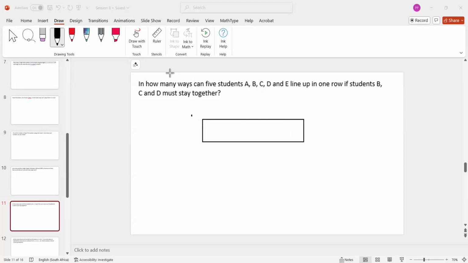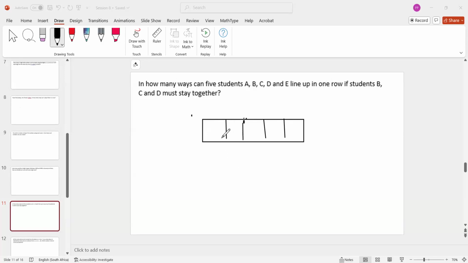But B, C, and D must be together. So let's just try that. So you're going to place these 5 guys like that. But B, C, and D must be together.